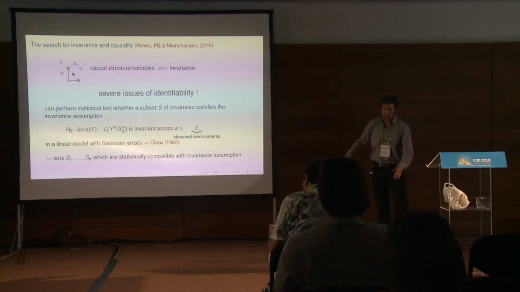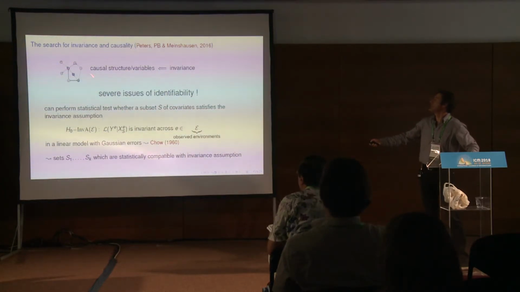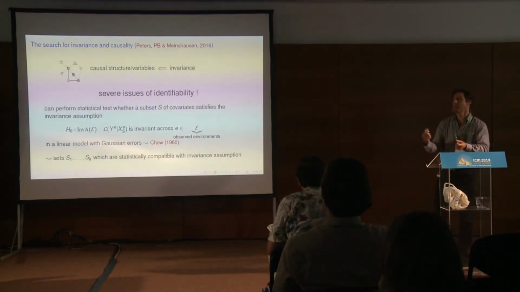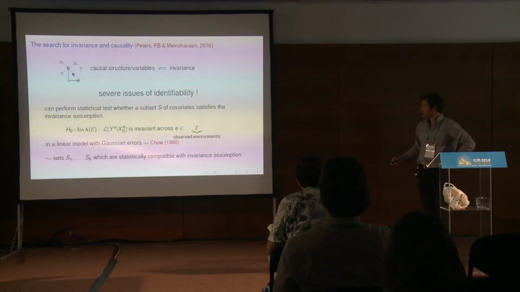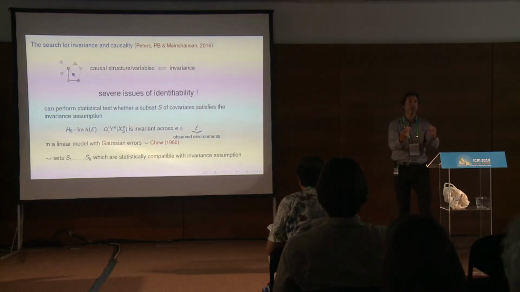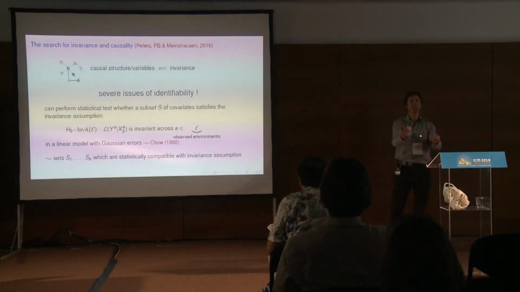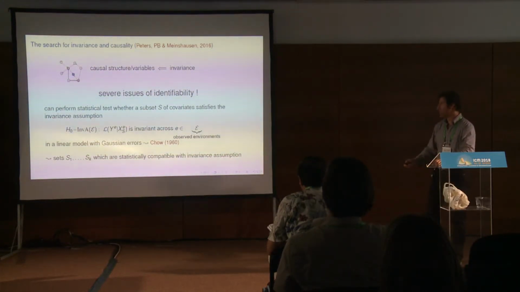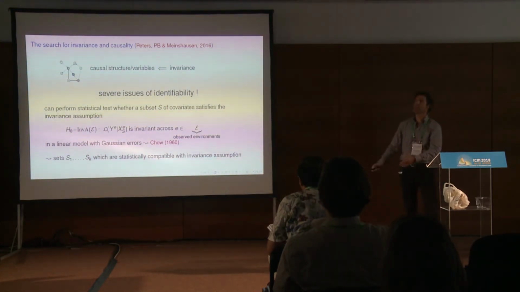So if you want to go this direction, and for the experts here in the room, it's clear this is impossible in general. There are severe issues of identifiability. Many different graphs would give you the same distribution according to the Markov factorization. So you cannot expect that you can solve this problem completely. Nevertheless, what you can do just from a pragmatic point of view is, well, I can check in the data, I can run a statistical test whether a subset of covariates satisfies the invariance assumption. So I need to check whether the conditional distribution, if I condition on such a set S, is invariant across my perturbations, my environments, which I've seen in the data. These are the observed environments.